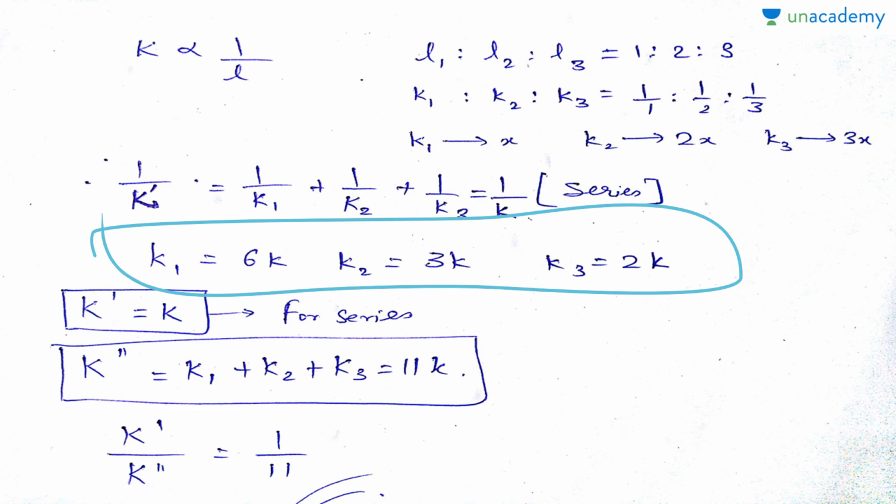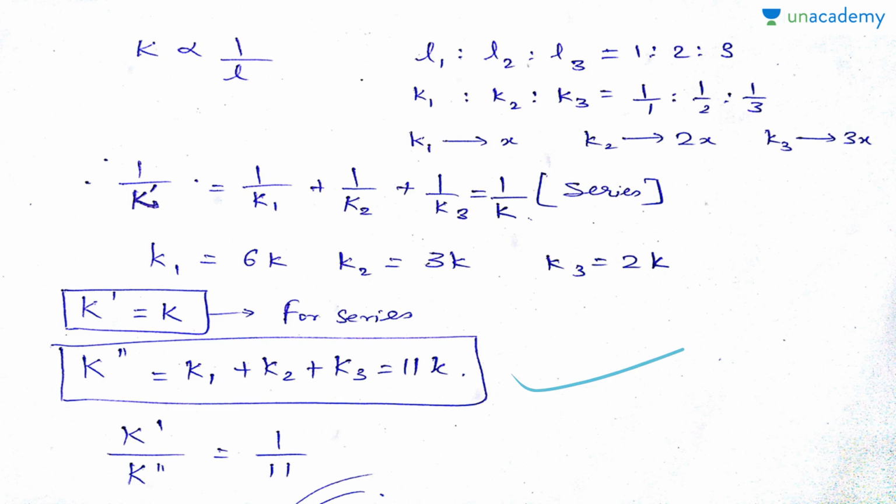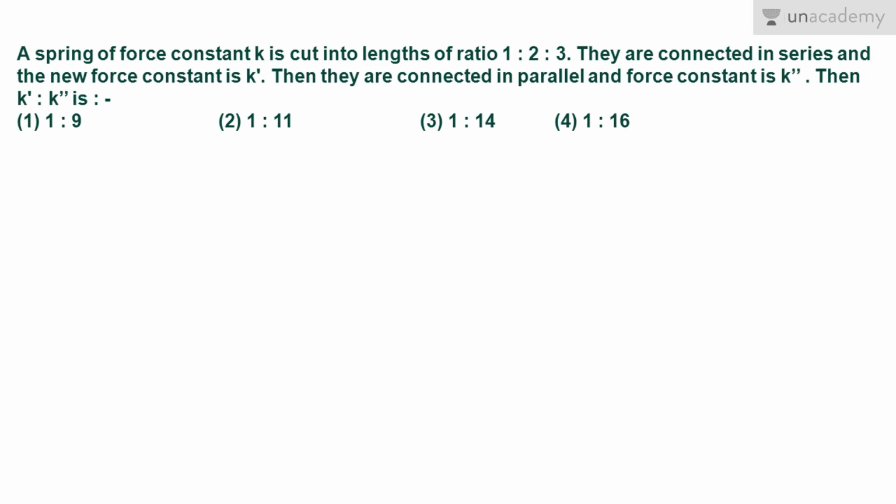Now when they are connected in parallel, this is the formula for parallel. The equivalent spring constant, that is K double dash, becomes equal to K1 plus K2 plus K3. We have the values of K1, K2, K3: 6 plus 3 plus 2, that is 11K. So we have K double dash as 11K, and now we are in a position to answer the question. All that the examiner asked was K dash is to K double dash, that is K upon 11K. K and K get cancelled out, so we have 1 is to 11 as the answer, which is the second option.